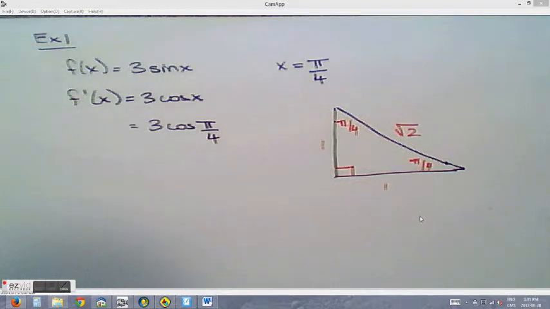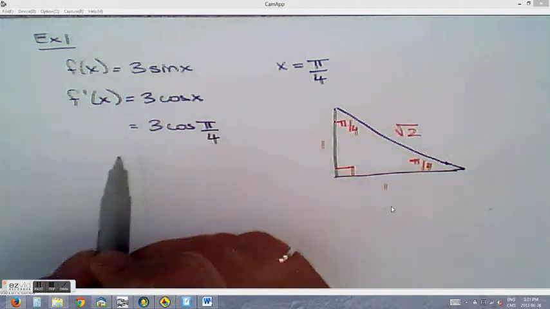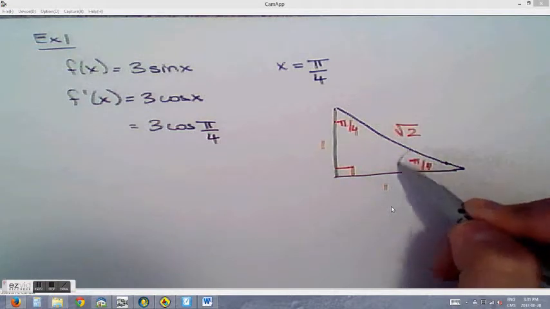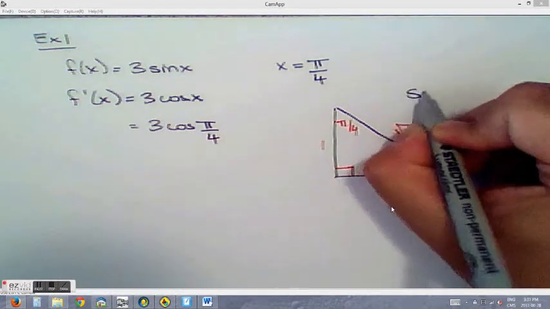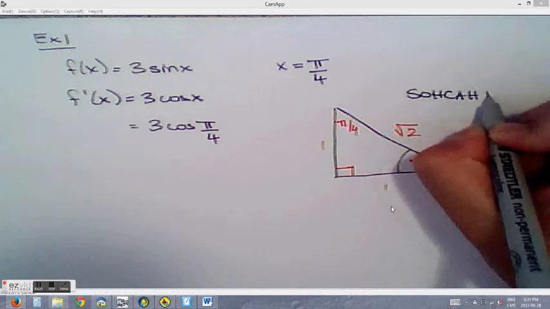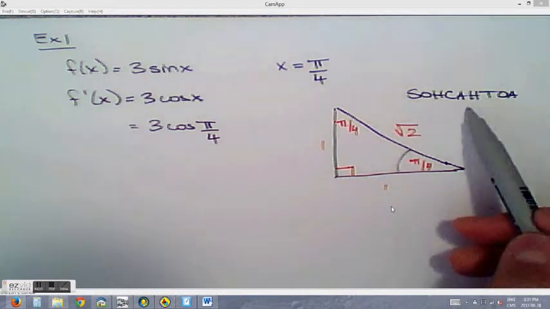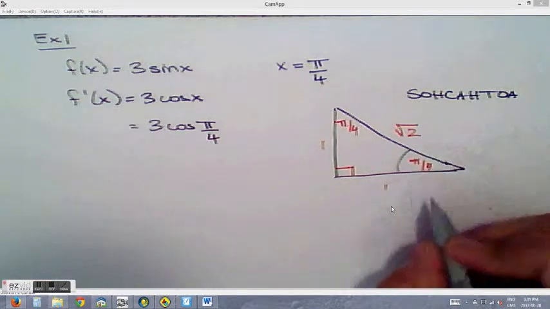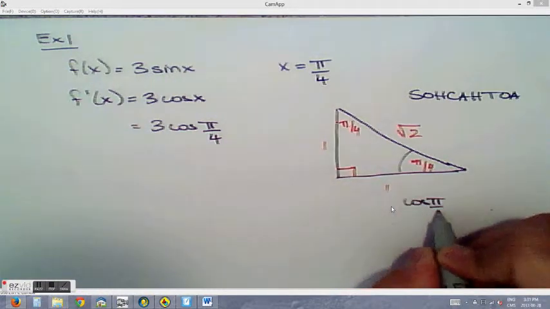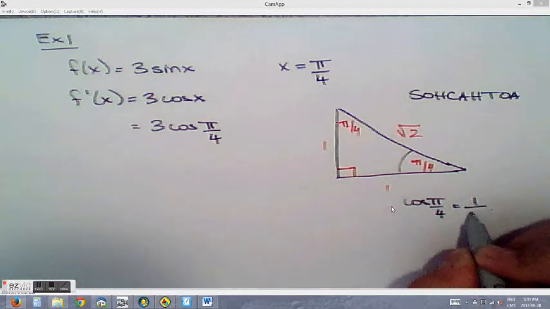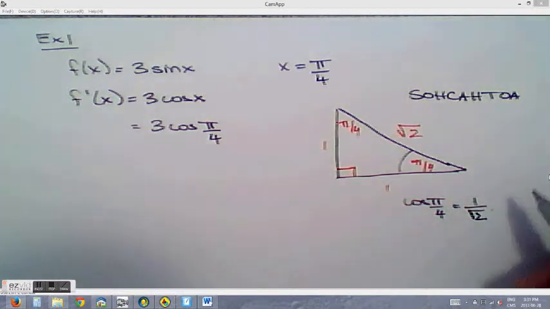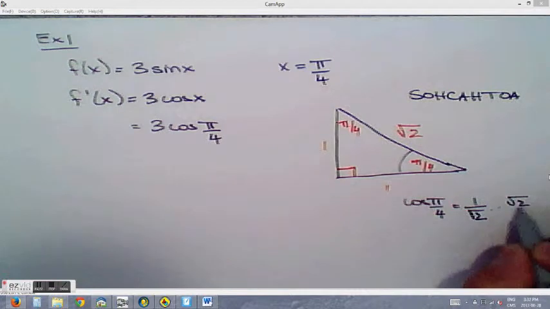I just like to sketch out my special triangle. You can also use Pan's hands, which I have posted a little cheat sheet on how to use. In this case we can use any of these; let's just use this one. If we want to do cosine, remember SOHCAHTOA. Cosine is adjacent over hypotenuse, so 1 over root 2. So the cosine of pi over 4 is equal to 1 over root 2. If you wanted to rationalize that, it would be root 2 over 2.